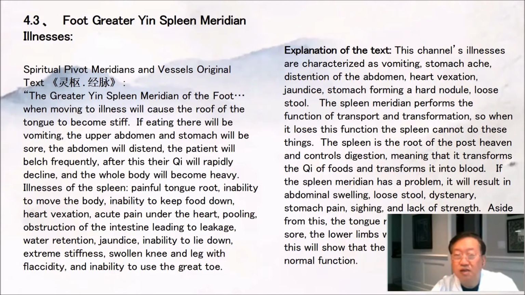stomach pain, sighing, and lack of strength. Aside from this, the tongue root will become stiff and sore, the lower limbs will become inflamed, and this will show that the meridian has lost its normal function.